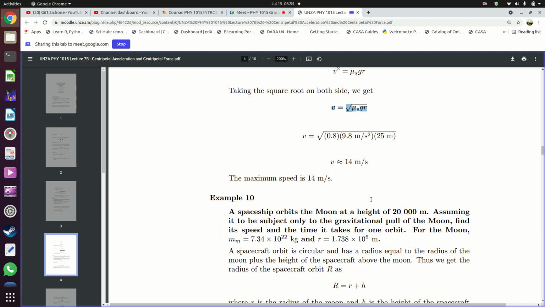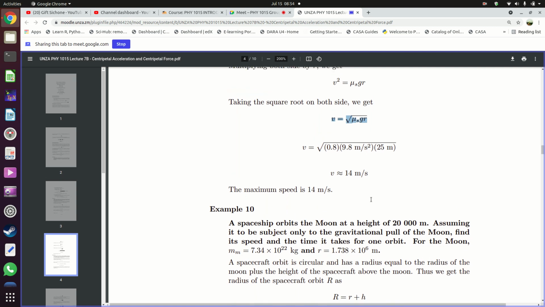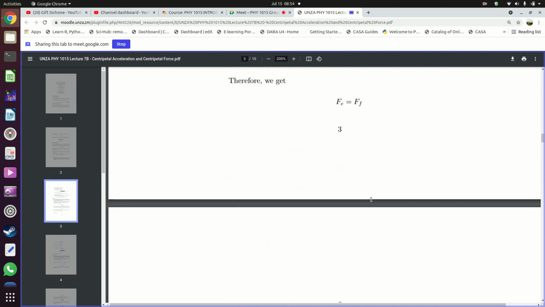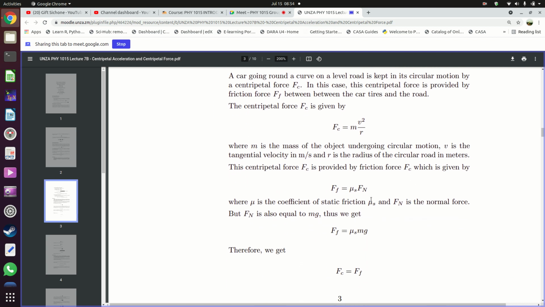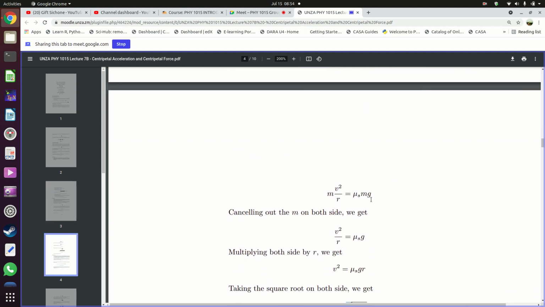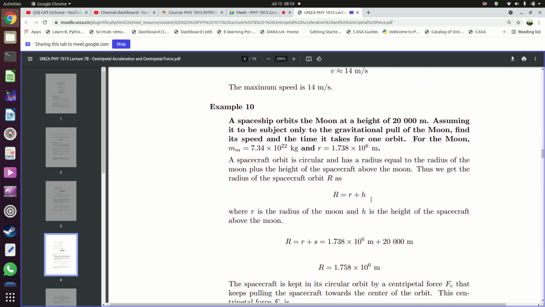Okay. So we have looked at centripetal force provided by tension. We have looked at centripetal force provided by friction. The other bit is centripetal force provided by gravity. Here, there's an example. A spaceship orbits the moon at a height of 20,000 meters. So this is basically probably a satellite, a spaceship, which is orbiting the moon.